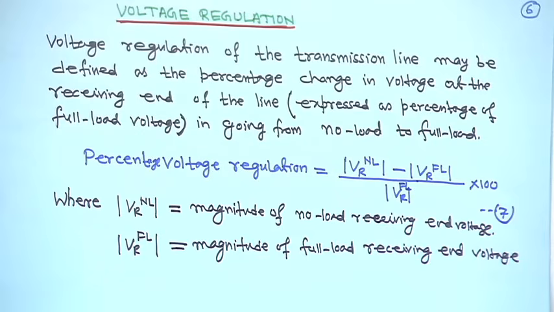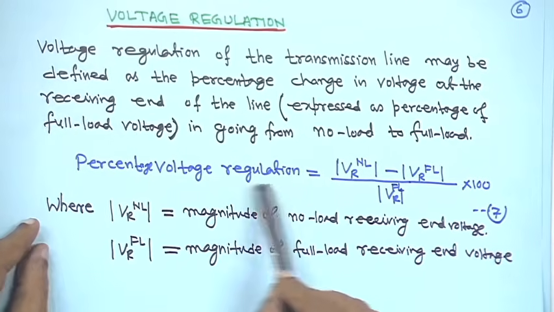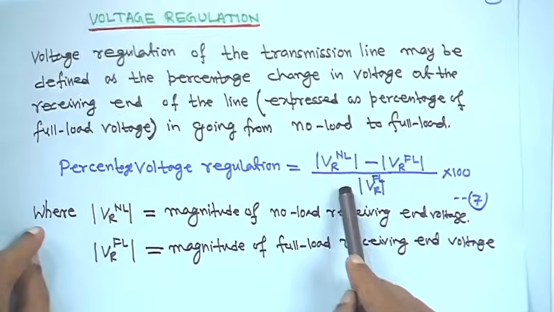Next you come to the voltage regulation. Voltage regulation of the transmission line may be defined as the percentage change in voltage at the receiving end of the line, expressed as percentage of full load voltage, in going from no load to full load. That is your percentage voltage regulation, which can be given as this magnitude.